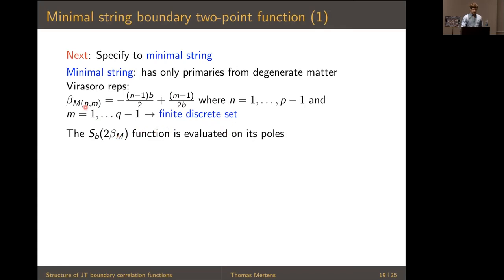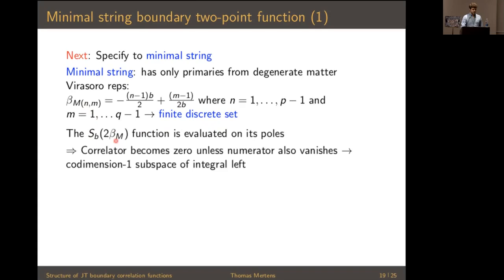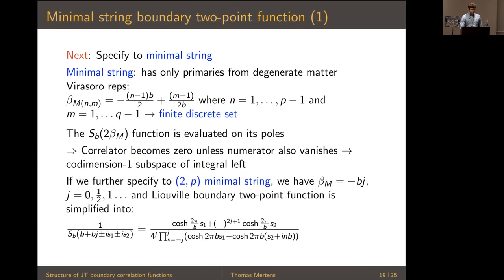Now you can check that precisely for these choices, this S_b of 2 beta_m, which was the denominator in these previous calculations, is precisely evaluated on its poles. So again, the correlator seems to become 0 unless the numerator also vanishes. And again, your 2-dimensional integral, your integral over S1 and S2, would reduce to an integral over just one of these S parameters. So this is very similar to what we had in JT gravity.